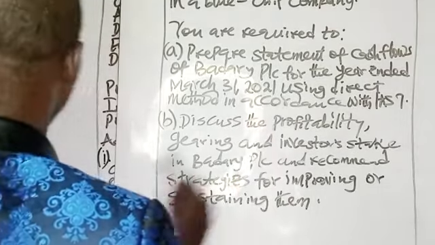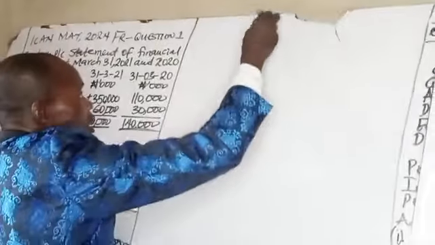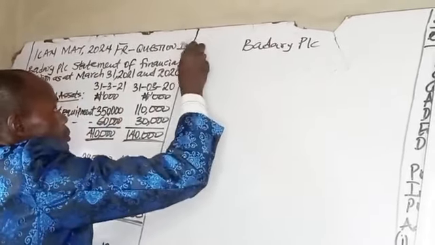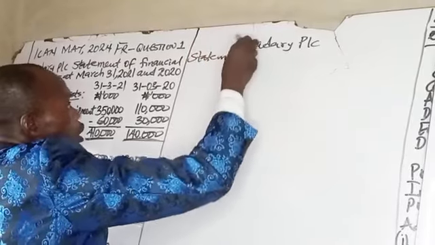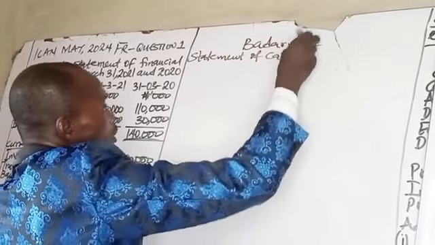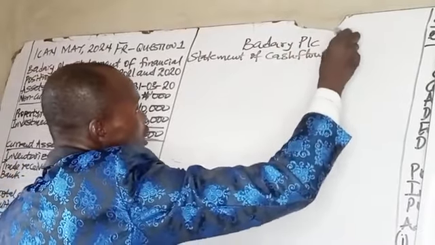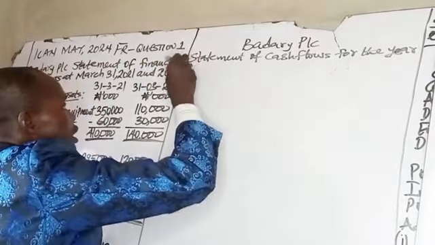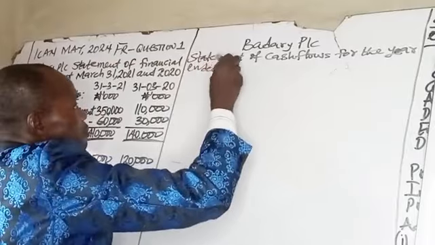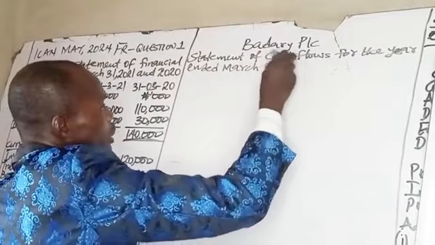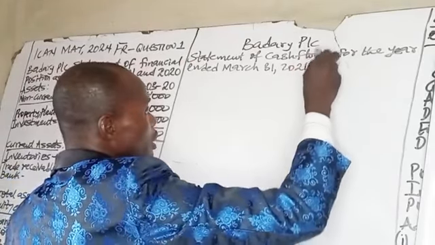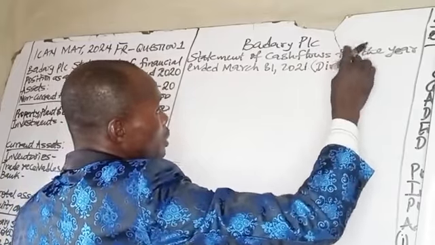The name of the entity is Badri PLC. Statement of cash flows for the year ended March 31st, 2021. So you have to use the direct method.